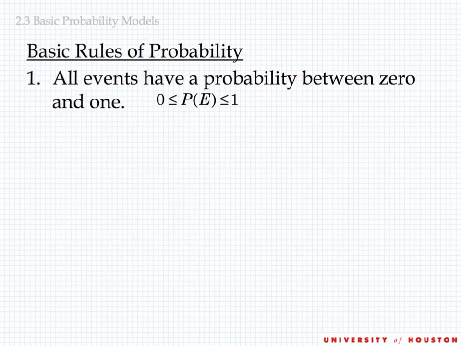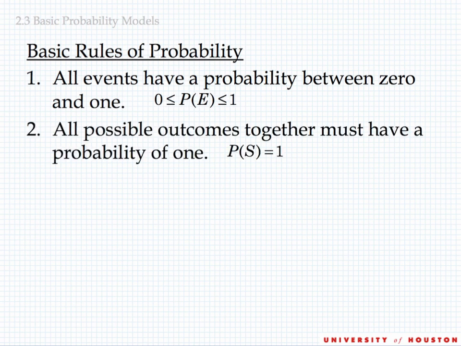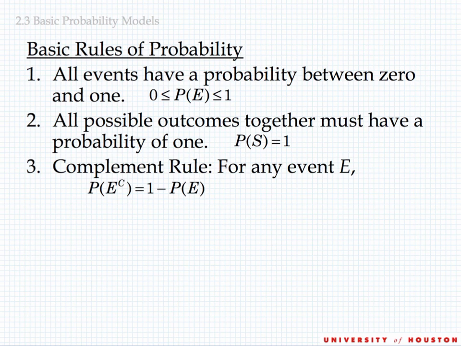Basic rules of probability. All events have a probability between 0 and 1. All possible outcomes together must have a probability of 1. The complement rule says for any event E, the probability of E's complement is equal to 1 minus the probability of E.